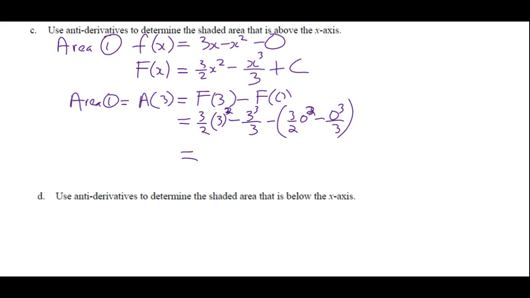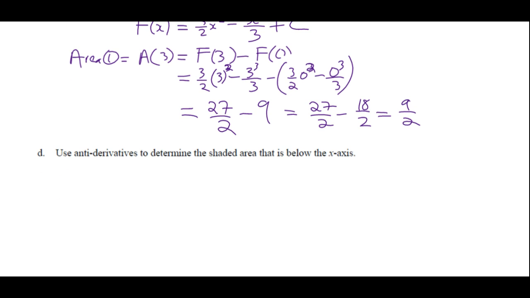And what do we got? 3 times 9 is 27 over 2. And 27 over 3, which is 9. So that's 27 halves minus 18 halves, or 9 halves. So area 1 is 9 over 2. 9 halves, 4 and a half, whatever.